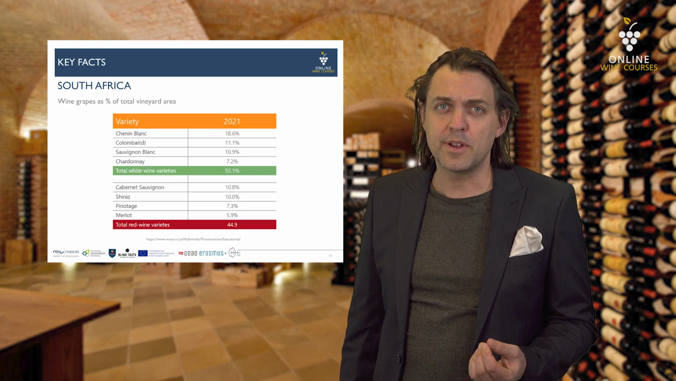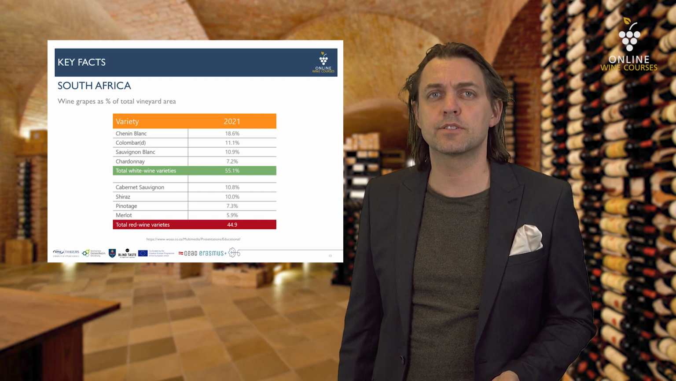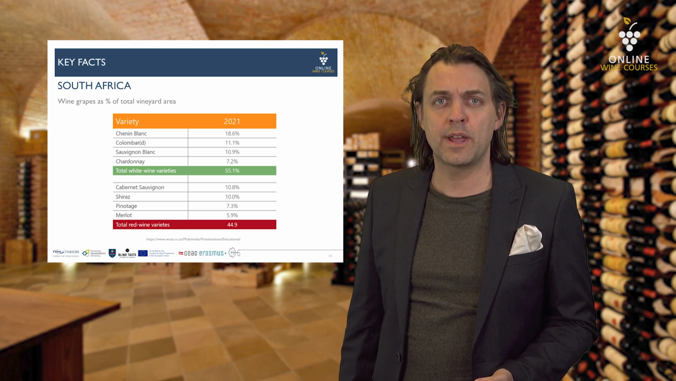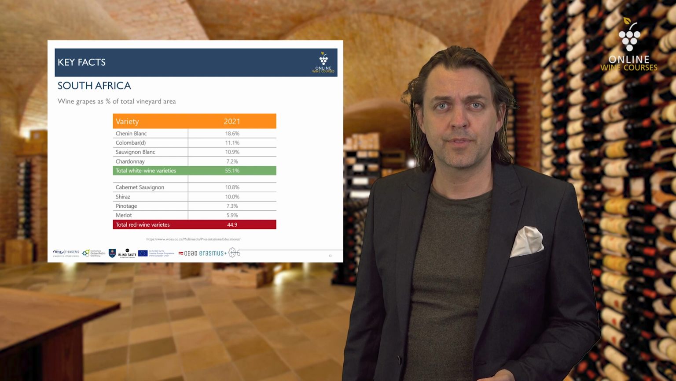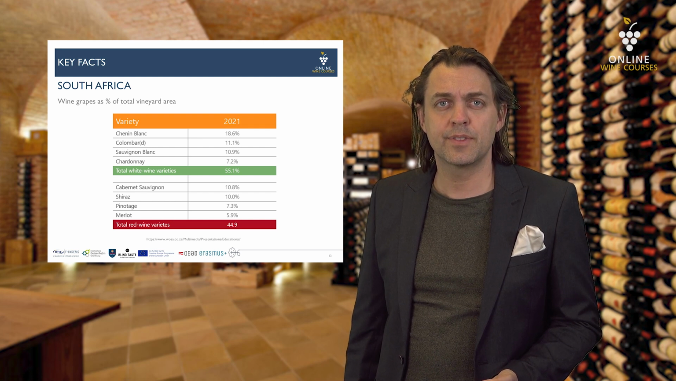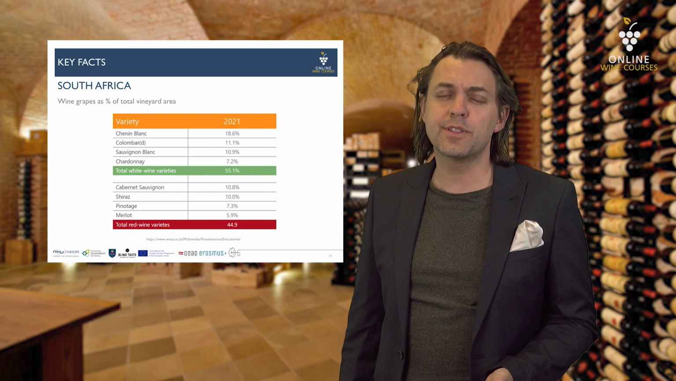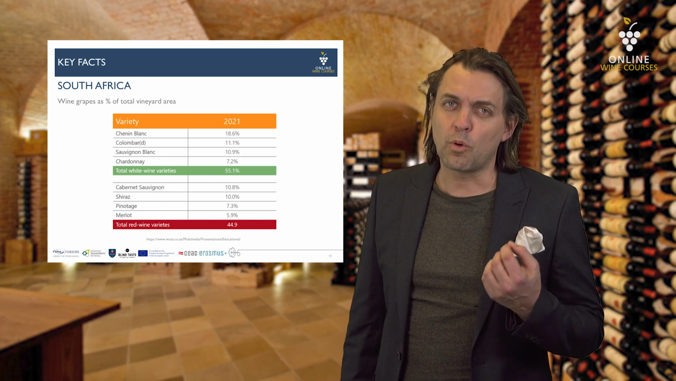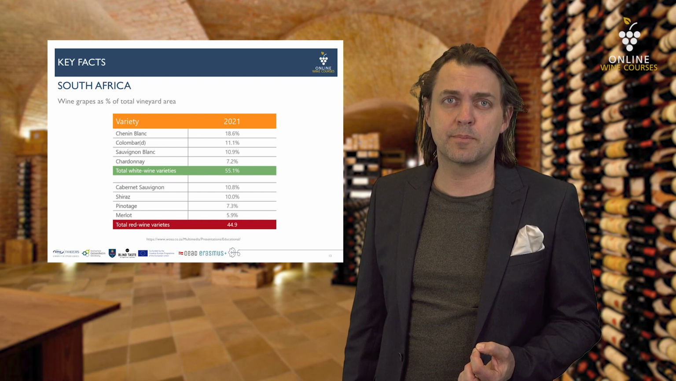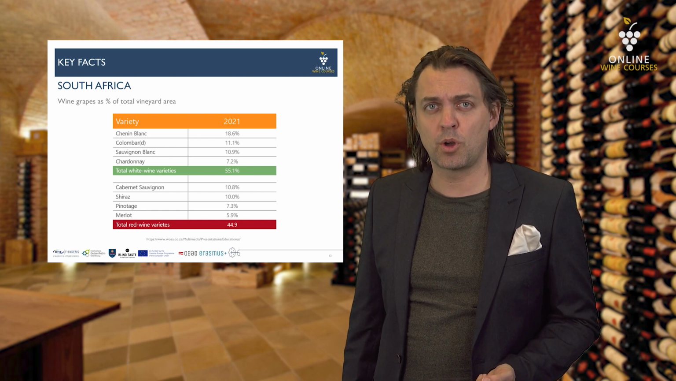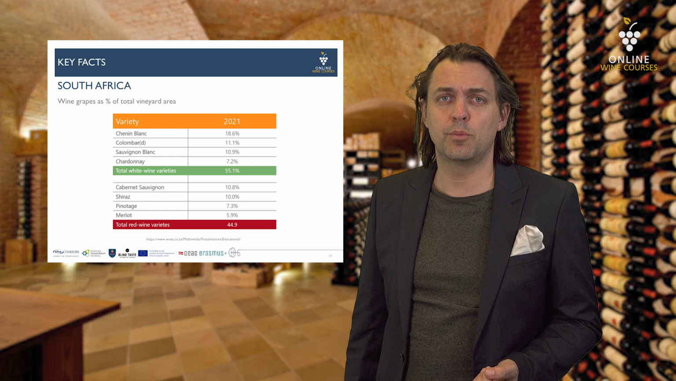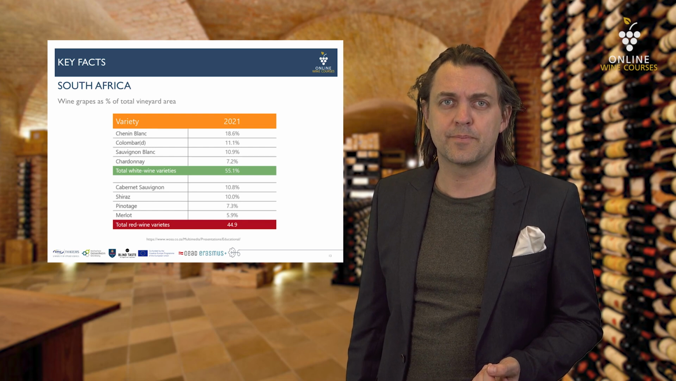Wine grapes as a percentage of total vineyard area. Here we're talking initially about the different grape varieties as well. For white wine, we have the Chenin Blanc. Then we have Colombard, Sauvignon Blanc and Chardonnay. And I think when you think about South Africa, the white grape variety that really comes to mind is Chenin Blanc, and then most certainly Sauvignon Blanc as well, along with Chardonnay.